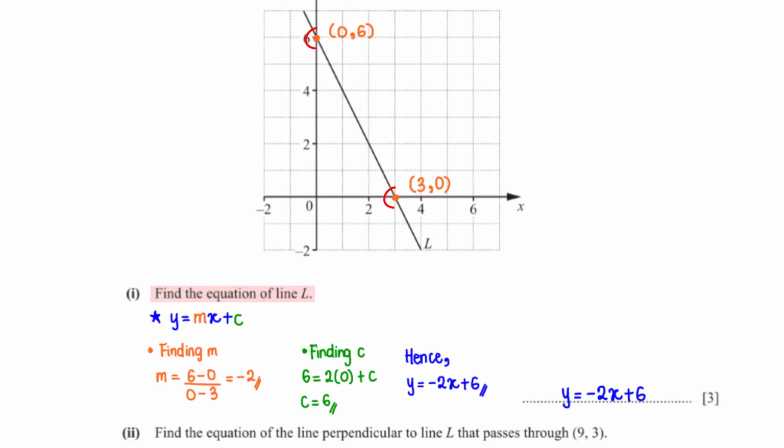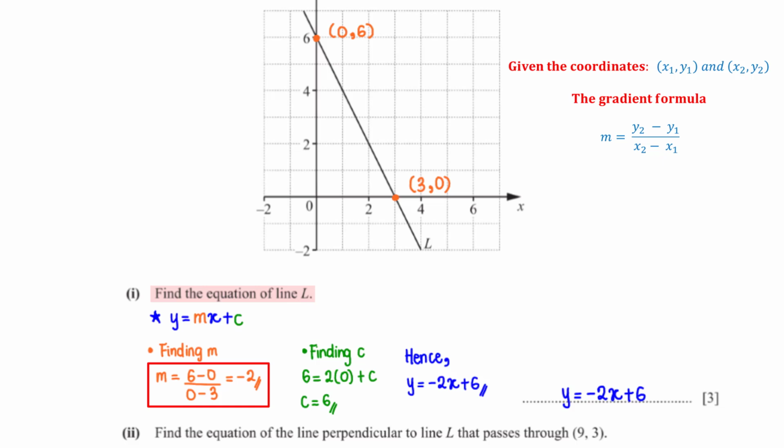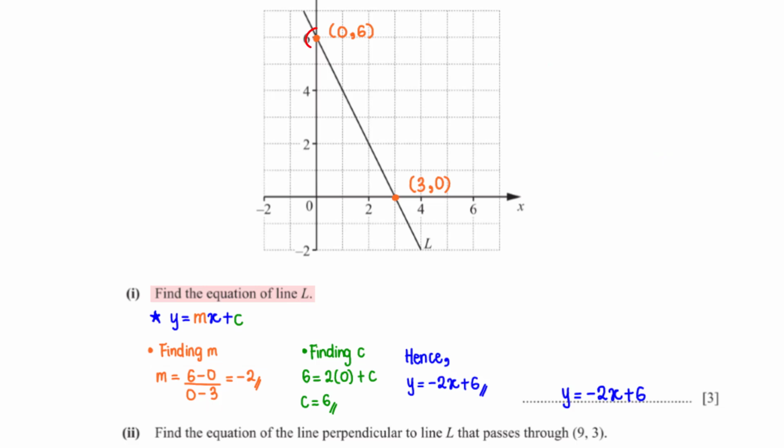In this case, we are using (0, 6) and (3, 0). By applying the gradient formula, we get m equals 6 minus 0 divided by 0 minus 3, which is equal to -2. C is the y-coordinate at the point where the line crosses the y-axis, and that is 6. Another way of finding the value of c is to substitute the value of m and one set of coordinates on the line into the equation. Hence, the equation of the line is y equals -2x plus 6.